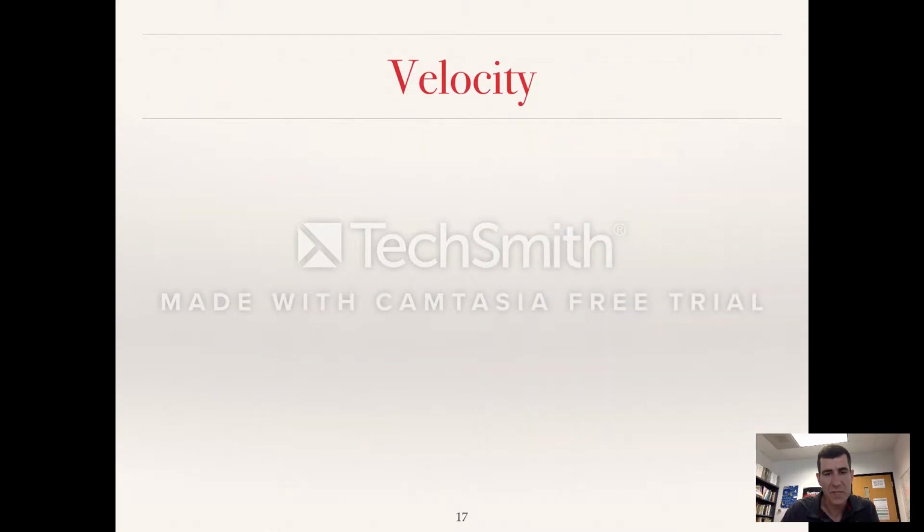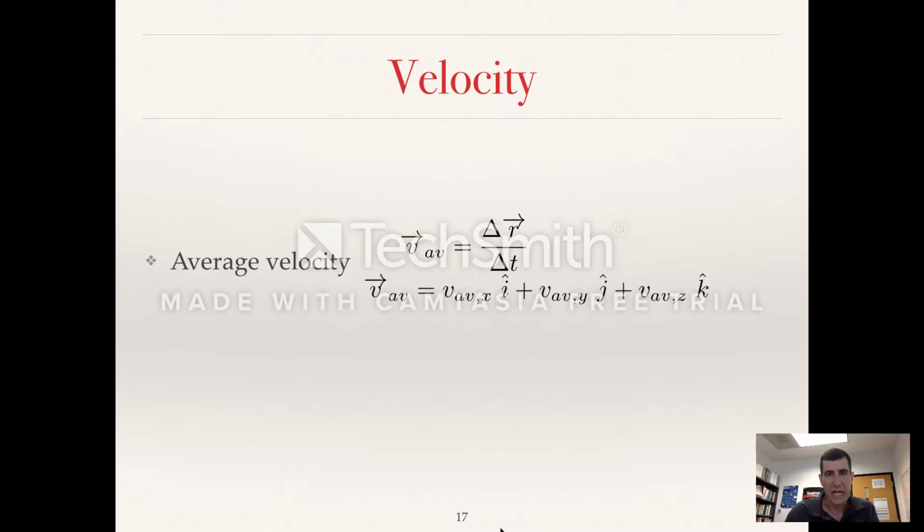Okay, now that we have displacement, we can define velocity. First off, remember average velocity. Average velocity is just the displacement over the time interval. We take our displacement delta r and divide that by the time it took to move from the initial to the final position. Again, we can do that in terms of components. So we have the average velocity in the x direction times i hat, plus average velocity in the y component times j hat, plus average velocity in the z direction times k hat.